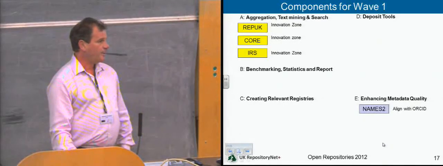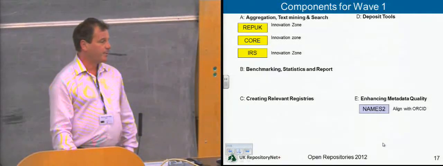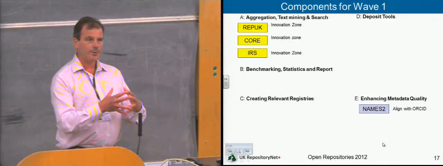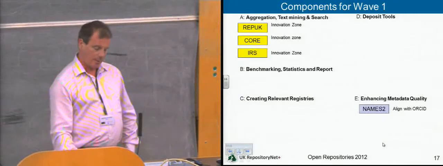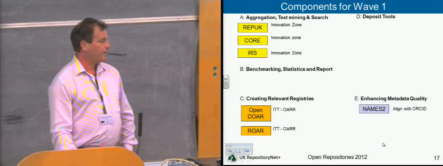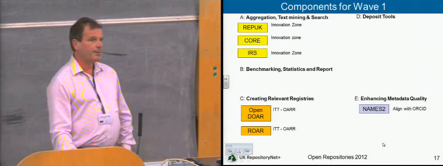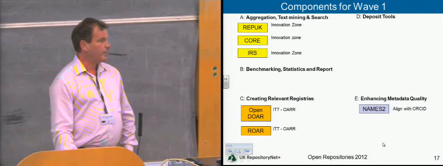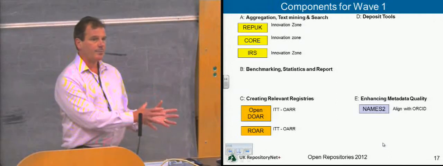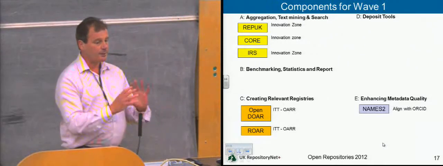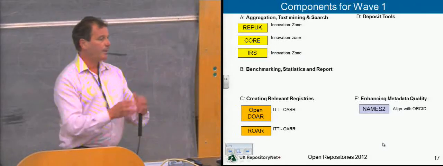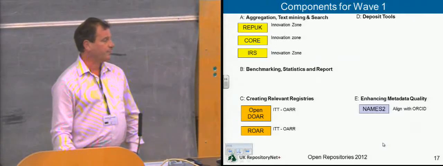For metadata quality, we've also got the NAMES 2 project, which is in the innovation zone, and ultimately we want to align that with ORCID so we can create a naming authority file for authors and researchers. Then on the relevant registries, we've got a couple of candidates, which is OpenDoor and Roar. It was decided by JISC that we put that out as an ITT. The ITT has to be issued by JISC, but eventually, I hope, perhaps by the end of the year, beginning of next year, we actually will have one unified registry of repositories.